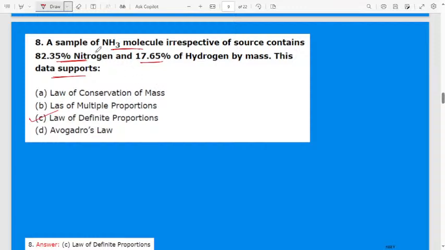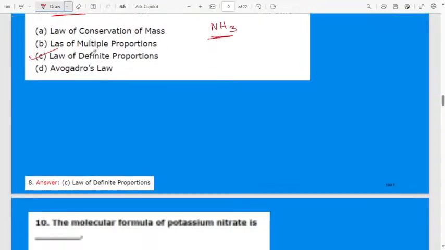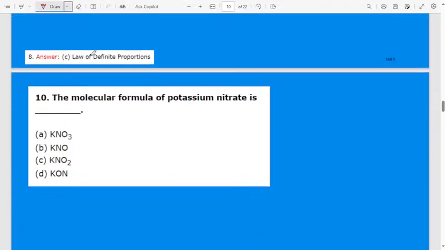See, the ammonia molecule, the formula is NH3. Here they have given the data of how much percentage of nitrogen is there in that ammonia molecule, and how much percentage of hydrogen is there. Everything in this data tells the law of definite proportions. Remember.